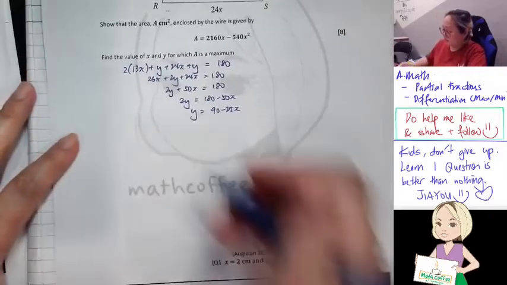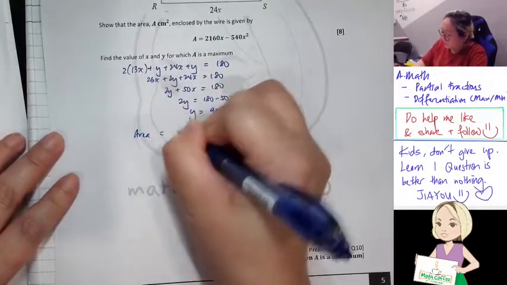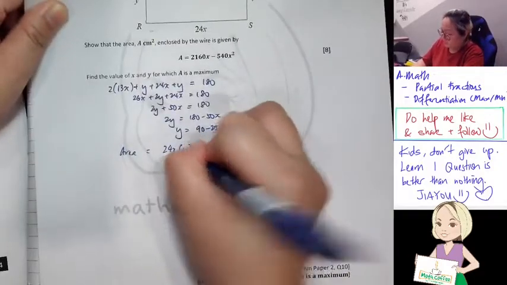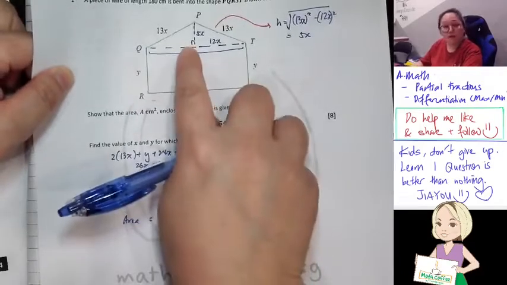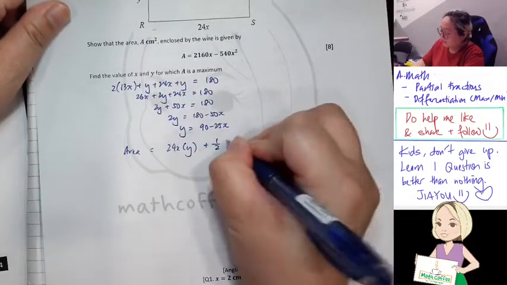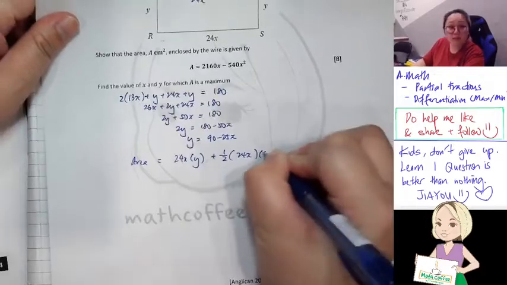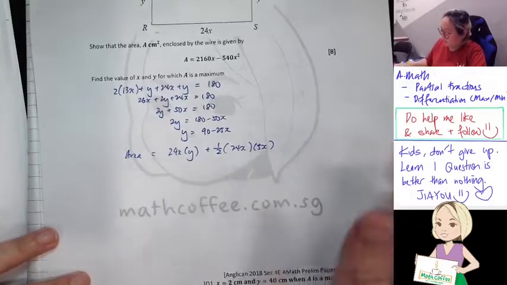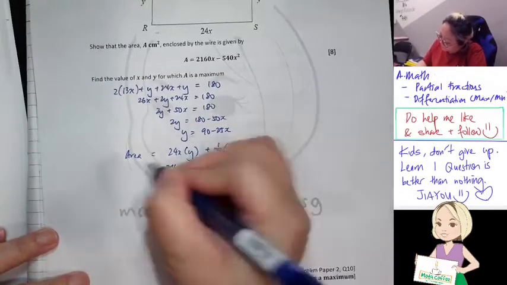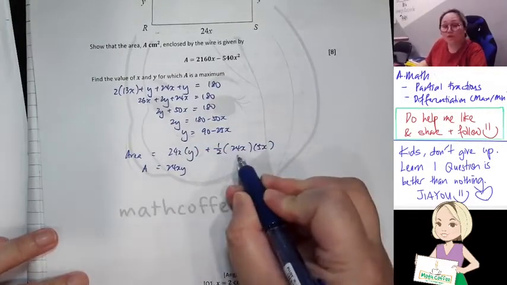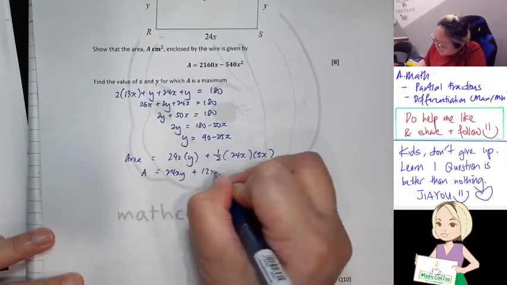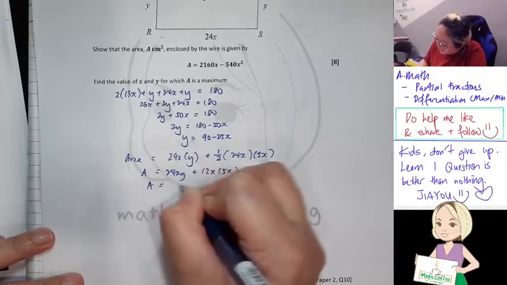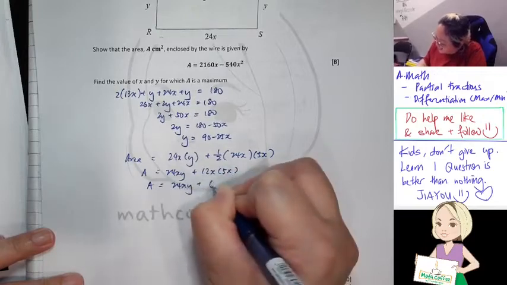How to find the area? Area will be area of the rectangle, which is 24x, multiplied by y. This is area of the rectangle. Plus the area of the triangle, it will be plus half times the base, which is 24x. The height is 5x. So let's simplify this. Half times 24 is 12, so this becomes 12x and 5x. So my A is equals to 24xy plus 60x squared.